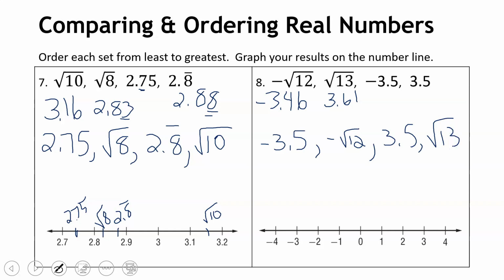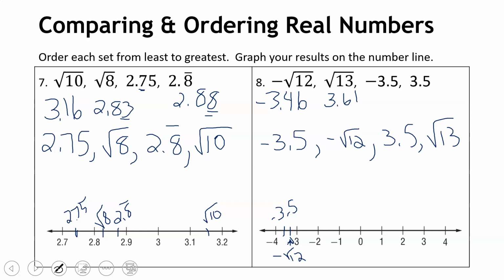So if I'm placing these on the number line, negative 3.5 is between the negative 4 and the negative 3. Negative 3.46 is very close to that. I'm going to write it's this negative square root of 12 below that. That's going closer to the negative 3.